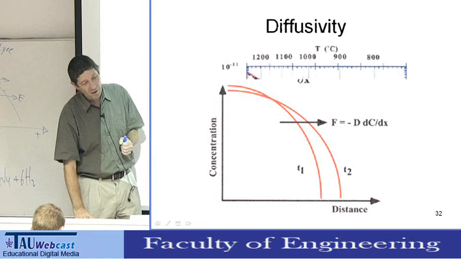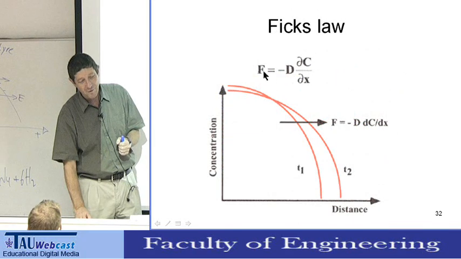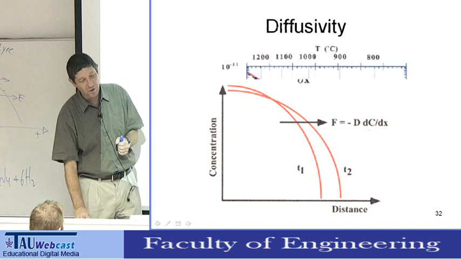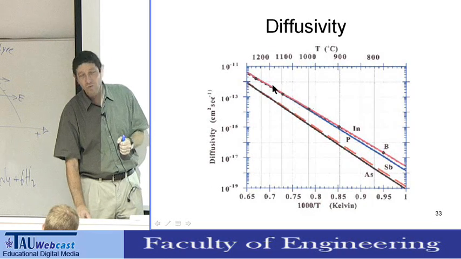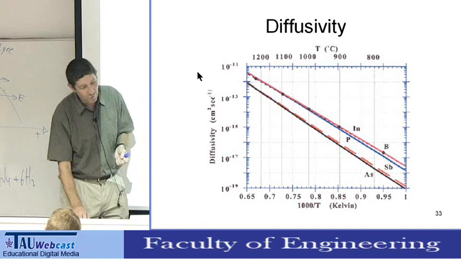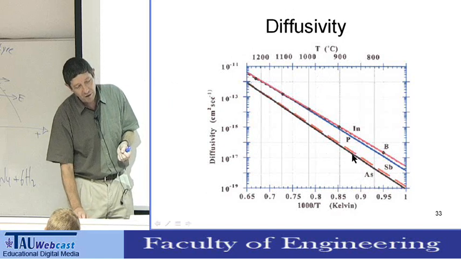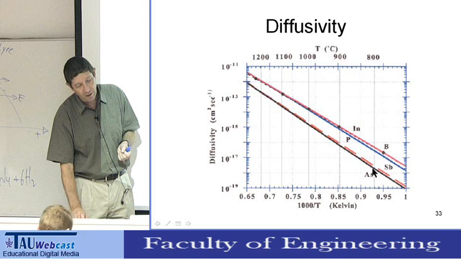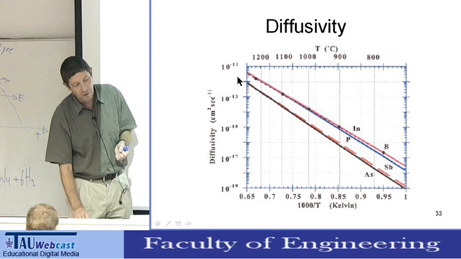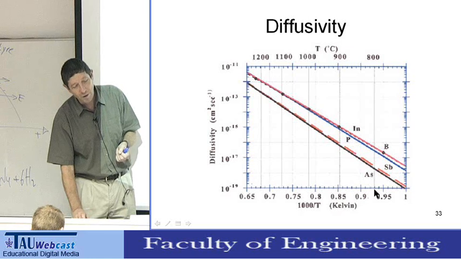Now, this slide actually should be in a different place, but we all know Fick's law: the flux depends on the derivative of the concentration. Just to show you some facts now, this is the actual diffusivity of arsenic, phosphorus, indium, boron, and antimony in silicon. This is the diffusivity in centimeters squared per second versus 1 over T.